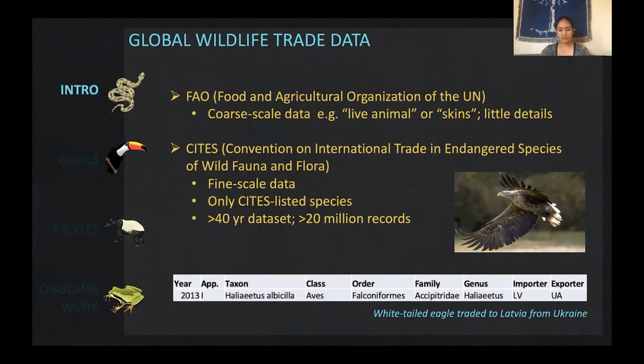To give you an example of what a row of data looks like, let's examine this screen capture. In the year 2013, a shipment of white-tailed eagles, scientific name Haliaeetus albicilla, was traded to Latvia from the Ukraine. Along with this information, we have higher taxonomic information such as class, Aves, which means it's a bird, and Falconiformes, which tells us that this is a group with falcons and related birds.